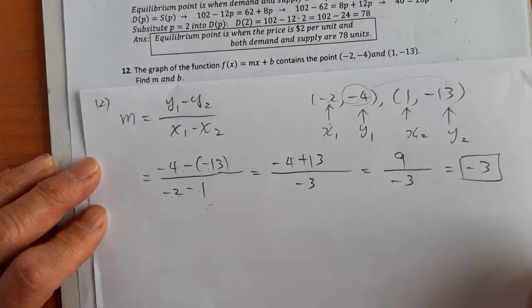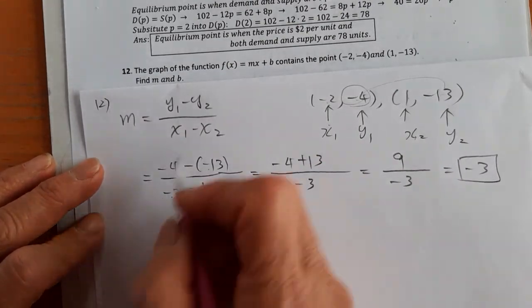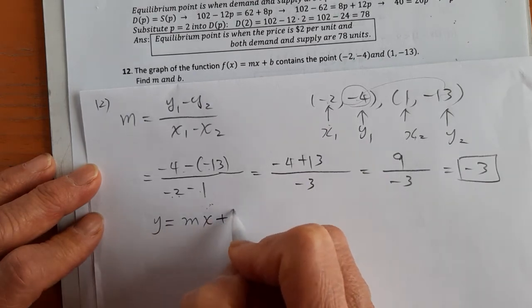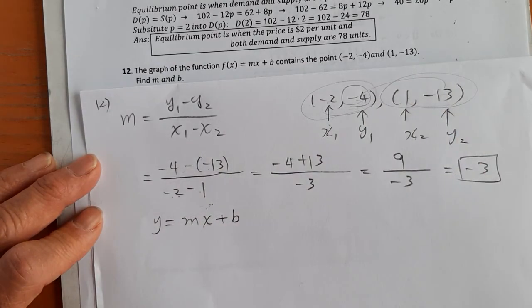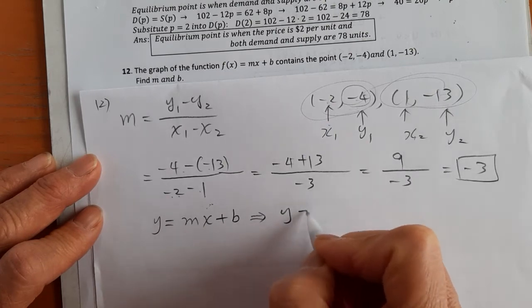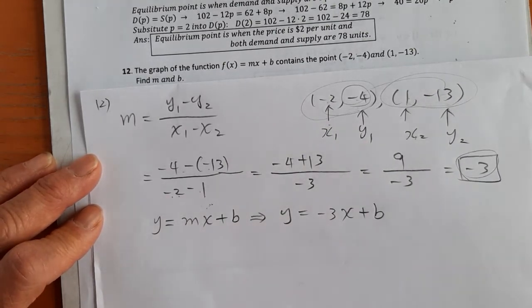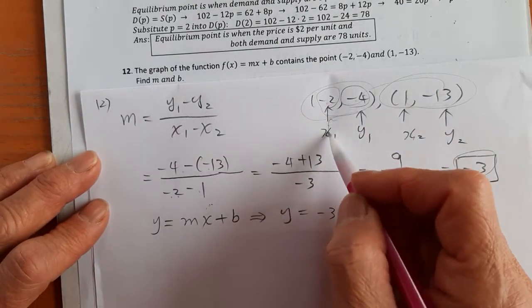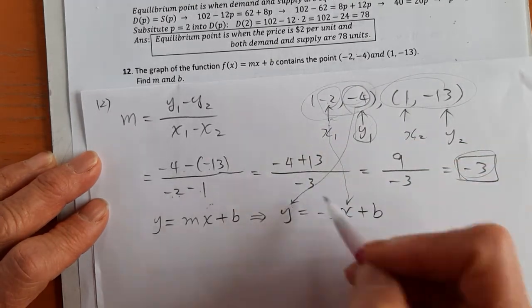And how to get the y-intercept? How to get b? The function is y equals mx plus b. You can use either the first point or the second point. You can get b. So y equals m, which is -3, so -3x plus b. Now you can plug in: x use -2, and y use -4.